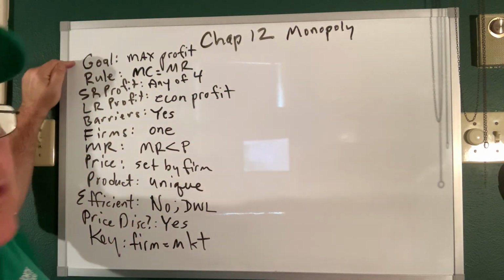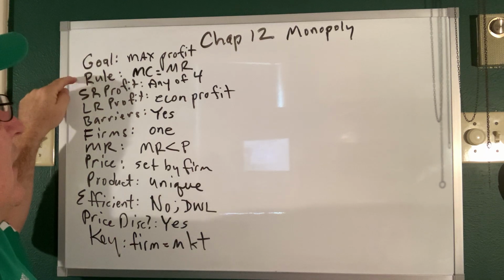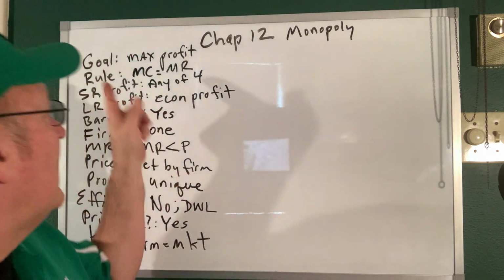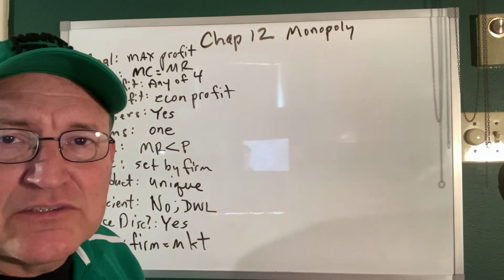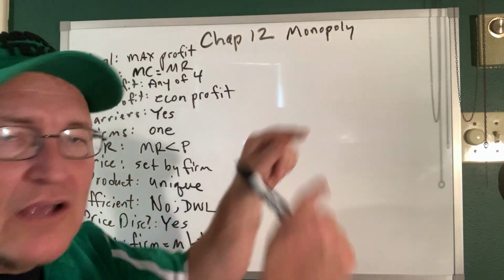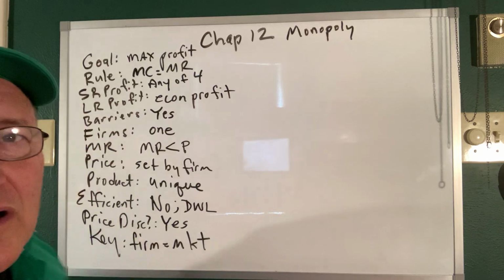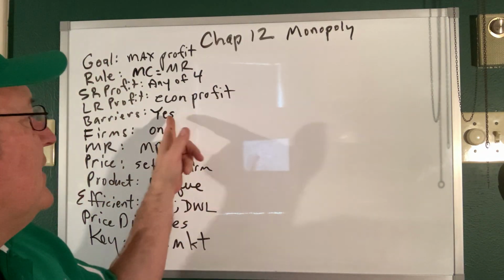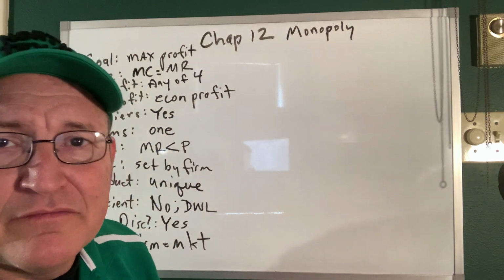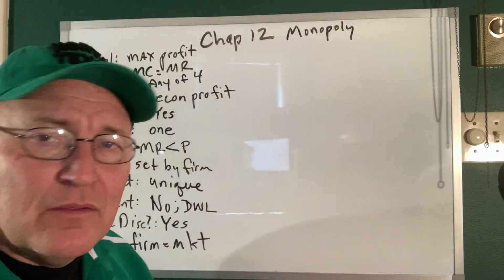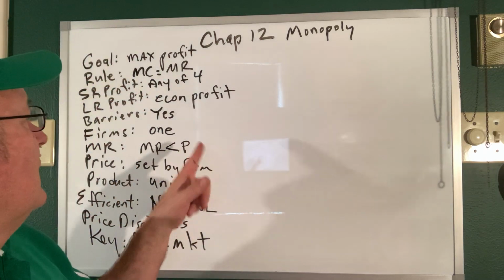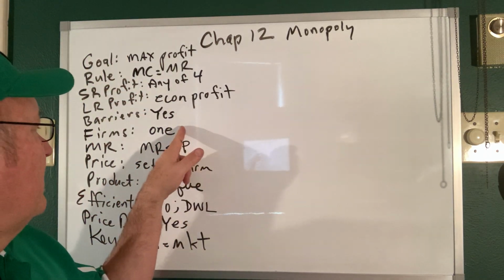Now, let's continue on, and I'll go back and explain some of these. So we've talked about the goal, right? Maximize profit. You should by now know that the rule to maximize profit is to find that marginal cost and marginal revenue. Short run, a firm can earn any of the profit conditions. In the long run, if there are barriers that prevent other firms from entering, then the monopoly should be able to keep earning an economic profit in the long run. Barriers, we've talked about that. Firm, we've talked about that.